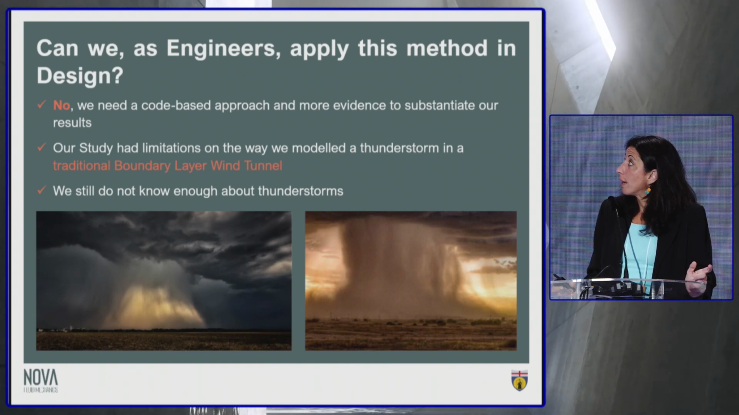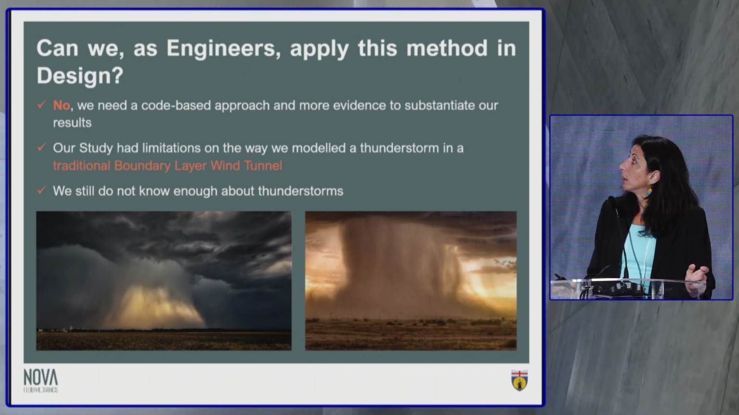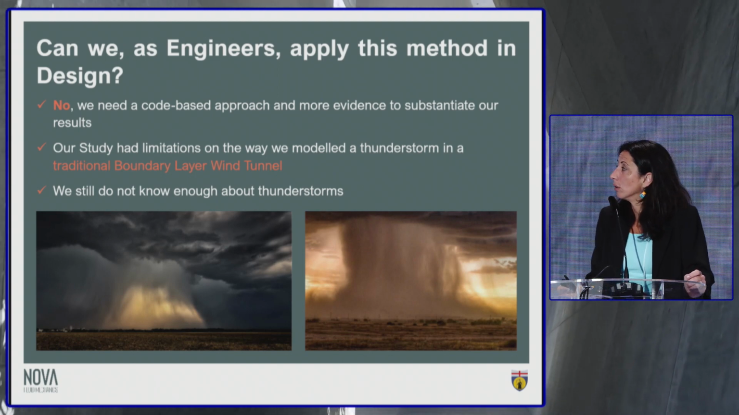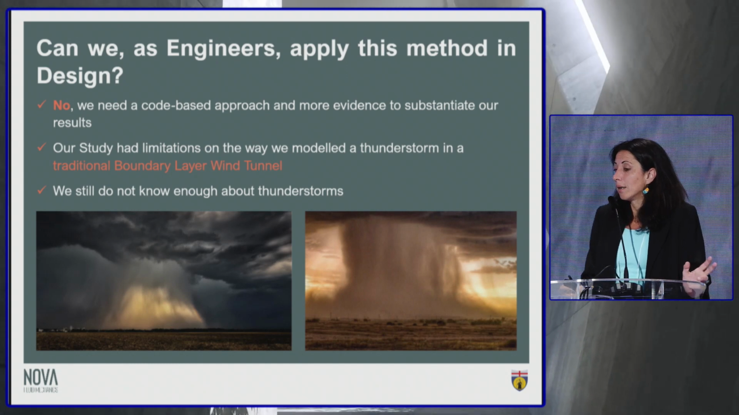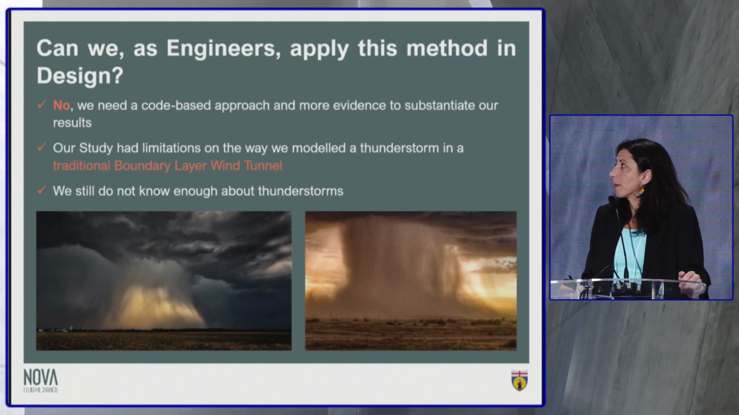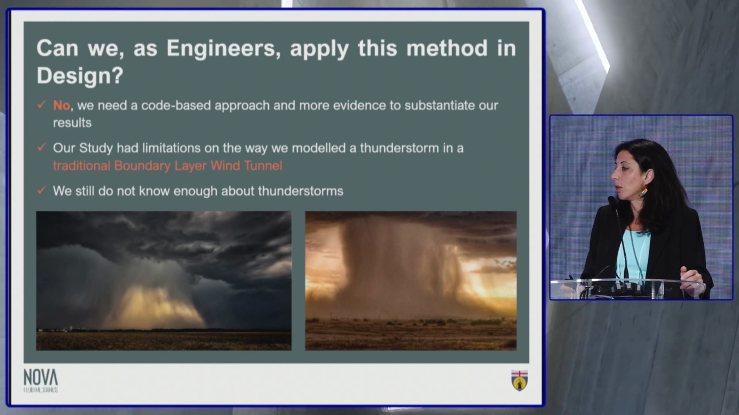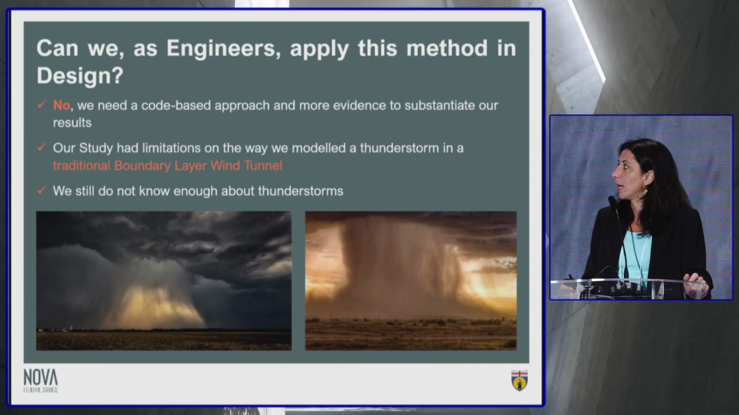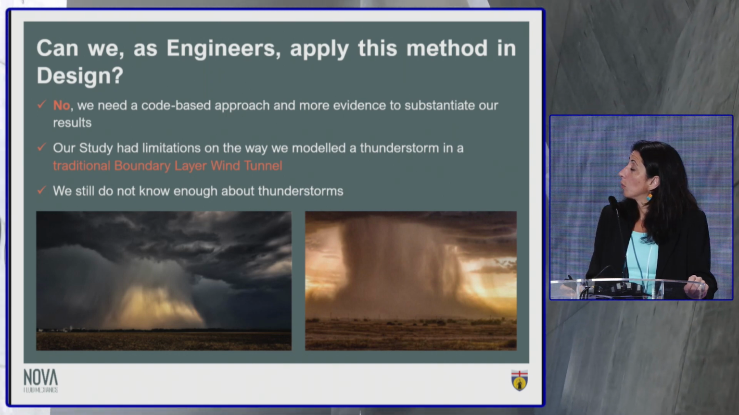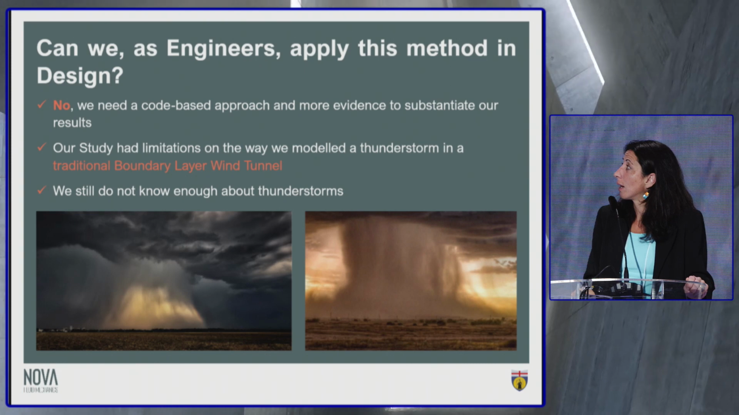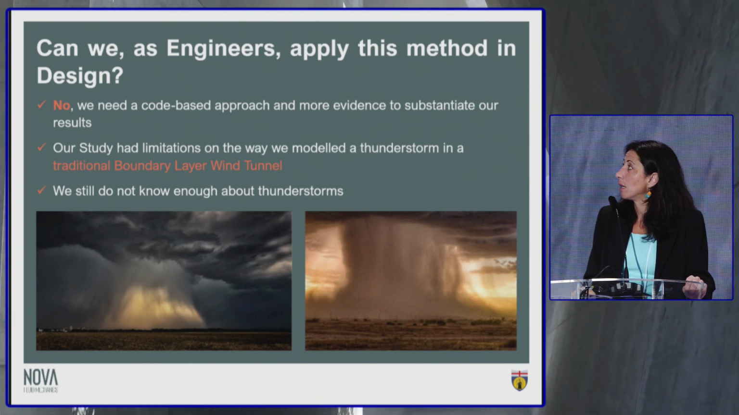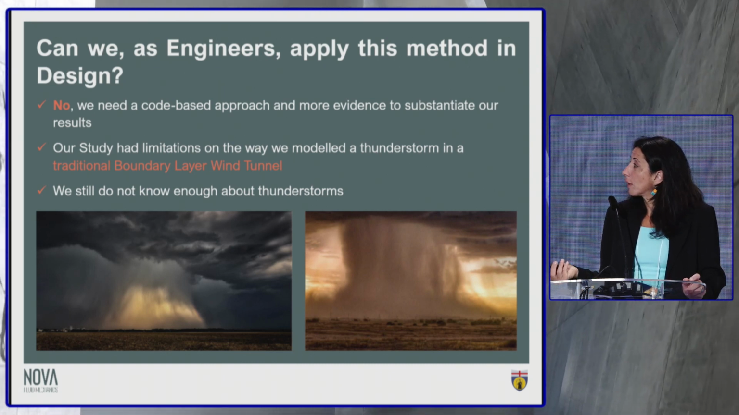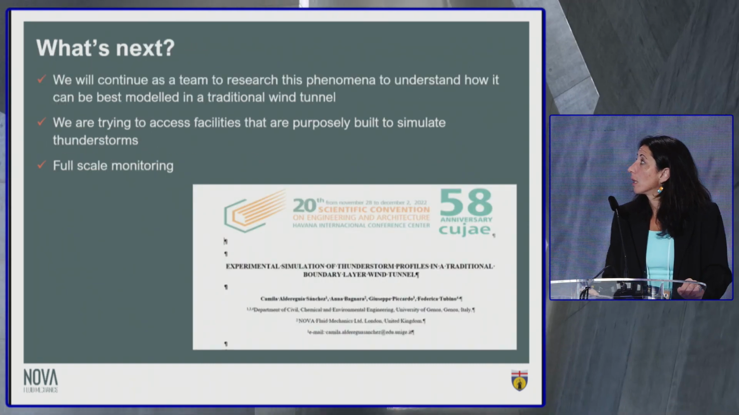So can we, as engineers, apply this method in design now? No, because it's not codified. We can gather information, but certainly we cannot design a building simulating a thunderstorm profile in a traditional boundary layer wind tunnel. That's why I'm saying our study has limitations. It was just an initial study done last year. We don't know enough about thunderstorms, and we need to continue our research.